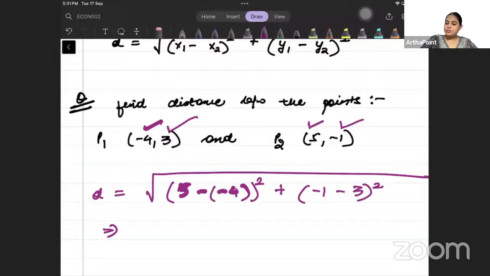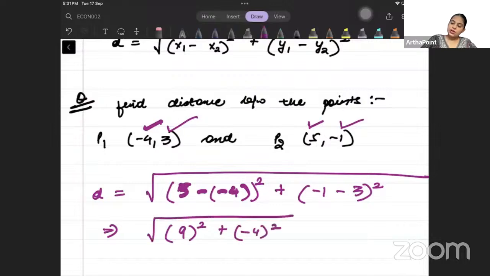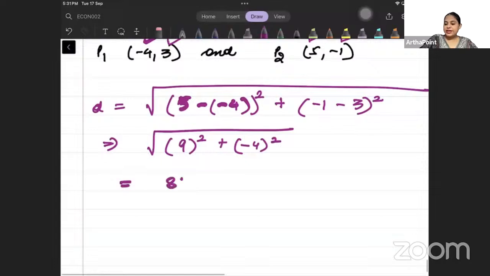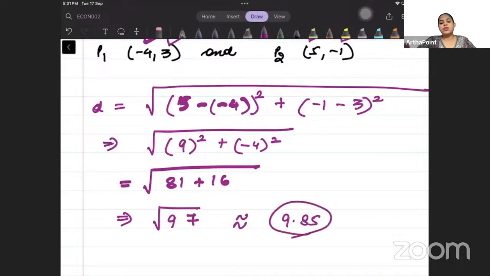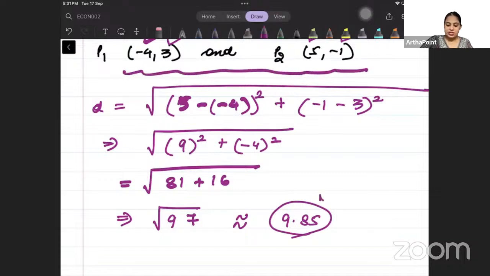So 5 minus (-4) means 5 plus 4, which is 9, whole square, plus (-4) whole square, under root. That means the square root of 81 plus 16, which is the square root of 97. Use a calculator and the answer will be 9.85. So the distance between these 2 points is 9.85 units.